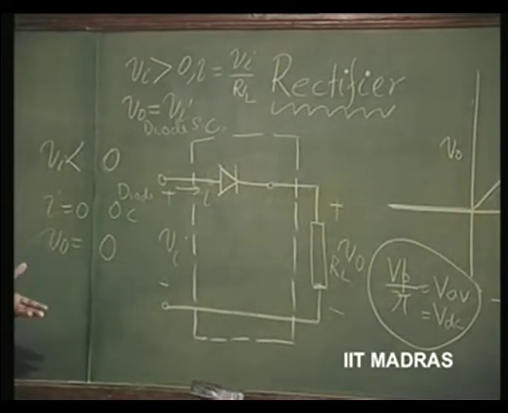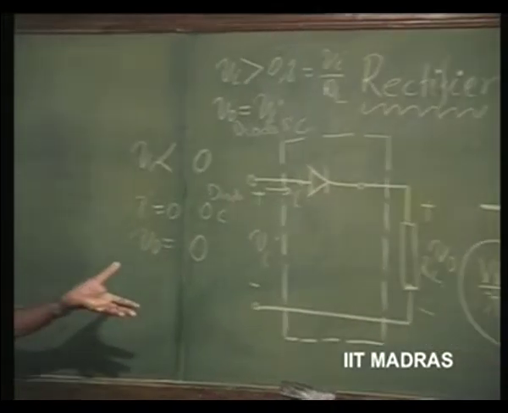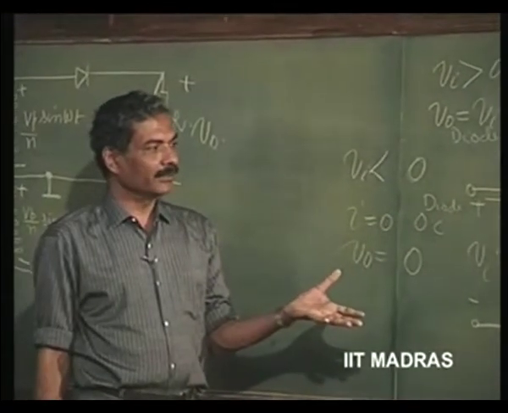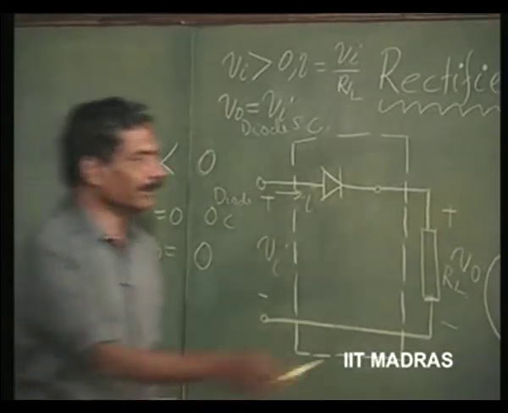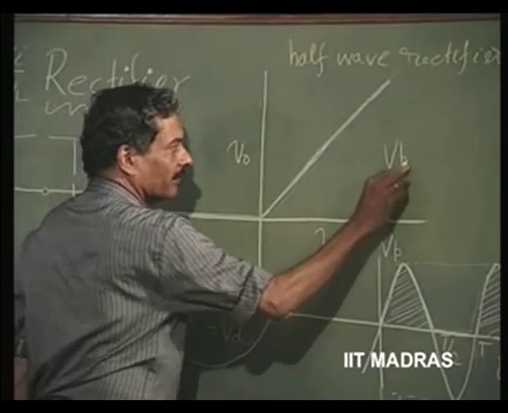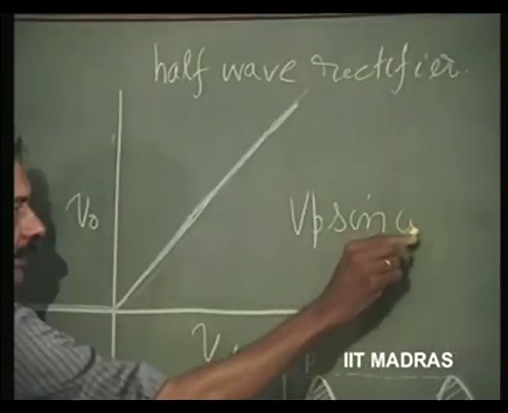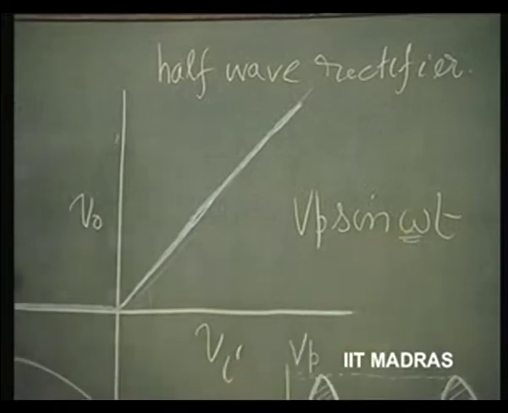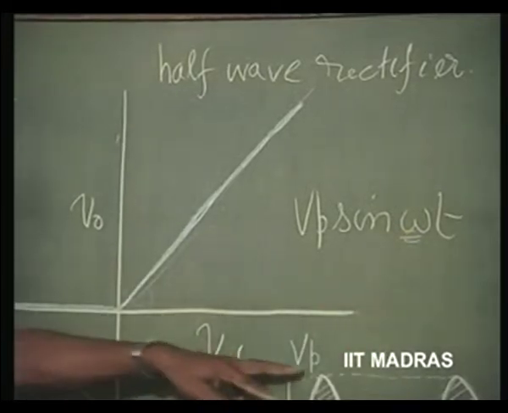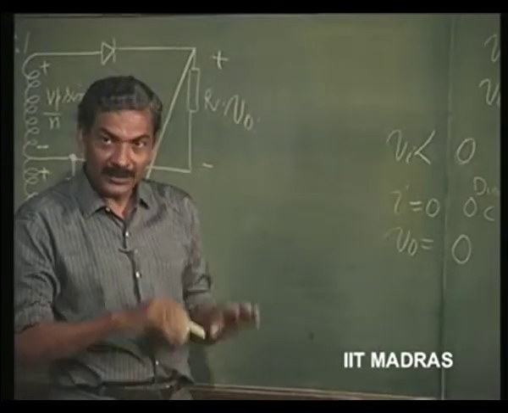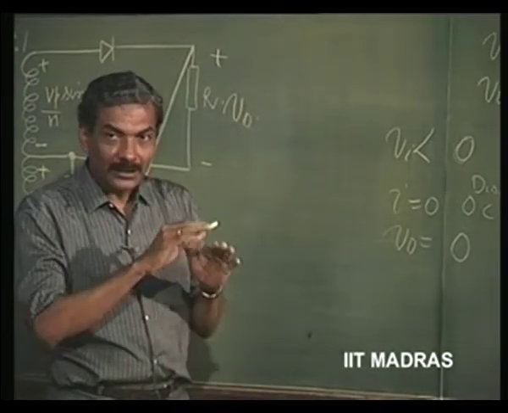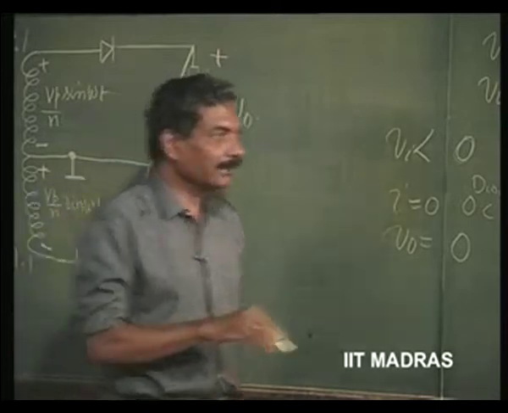So, it can be used in place of a battery, which gives an average voltage of Vp by pi, Vp being the peak voltage of the sinusoid, which can be represented as Vp sin omega t, where omega is the frequency of the waveform. So, the peak voltage divided by pi is the average. It has a lot of ripple, the voltage still is not constant, it is only unidirectional, it is not free from what is called ripple.